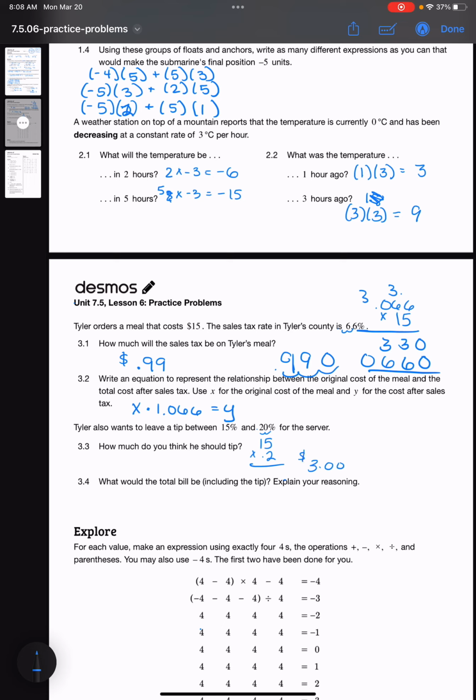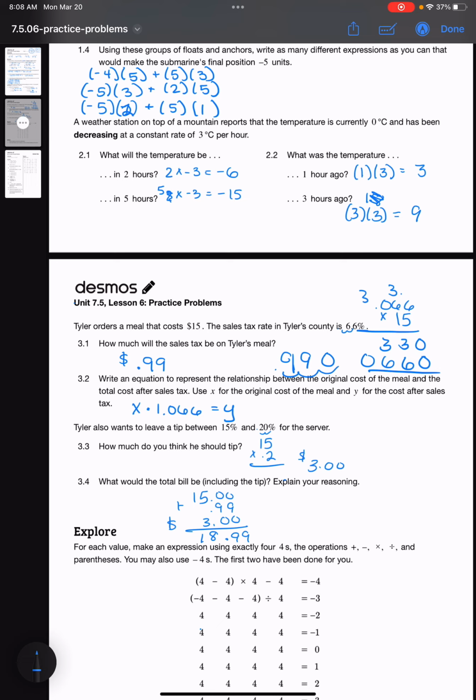What would the total be, including the tip? Explain your reasoning. The total bill would be the $15 plus the 99-cent tax plus a $3 tip, which would give me around $18.99, give or take.